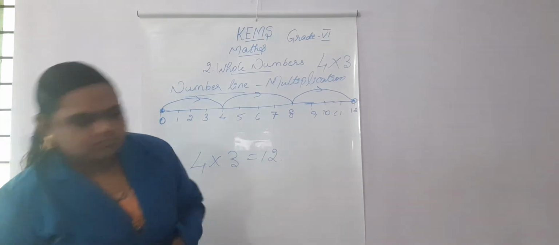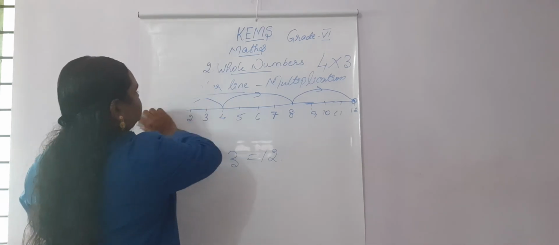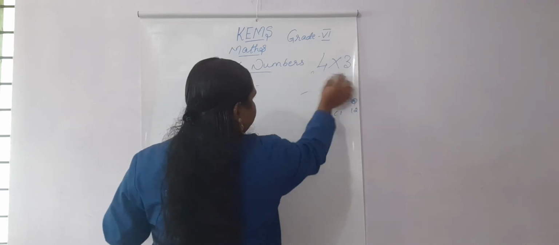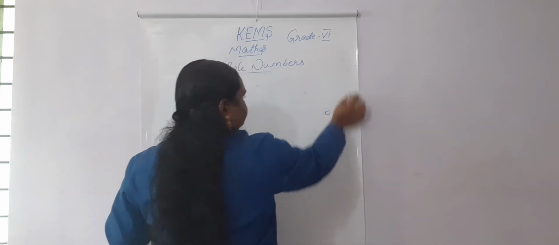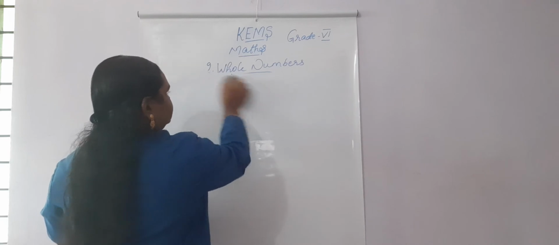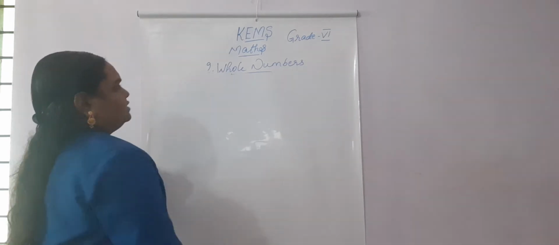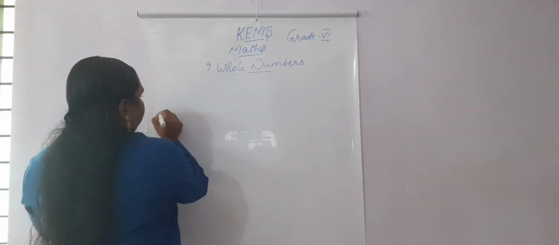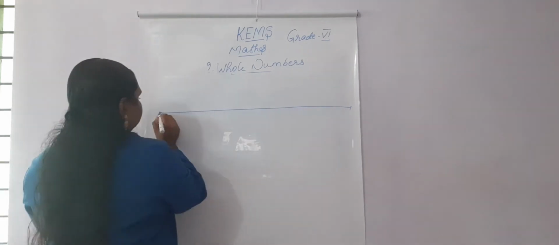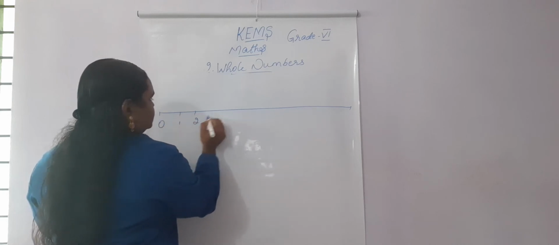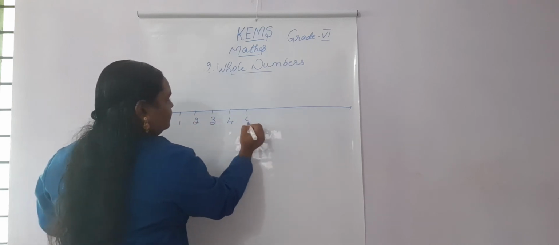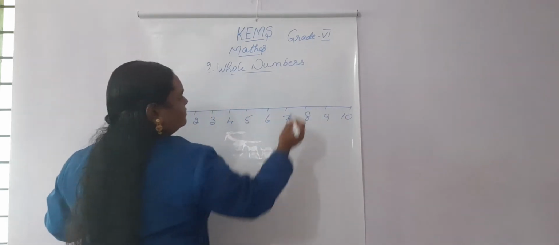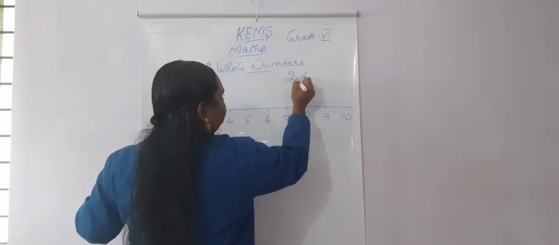Okay. So these are the 3 methods on the number lines. What are the 3 methods? Addition, subtraction and multiplication. Okay. So I am repeating multiplication once again. 0, 1, 2, 3, 4, 5, 6, 7, 8, 9, 10. So first I am taking 2 into 5.